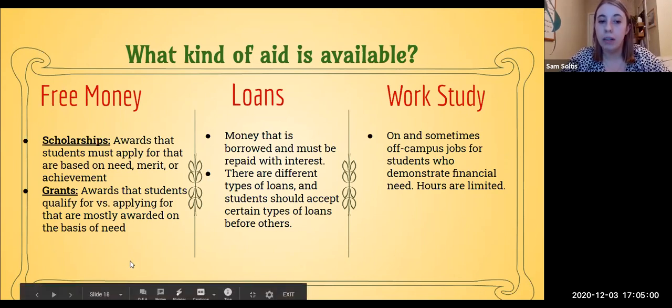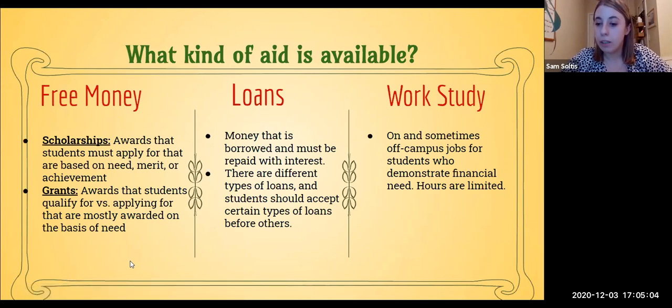There are also outside opportunities. So My Red Kite is a great resource to find scholarships that you might be eligible for that you can apply to get extra money. And then there are grants, and these are awarded to students who qualify based on need. So once you fill out your application, you will find out which grants you are eligible for.